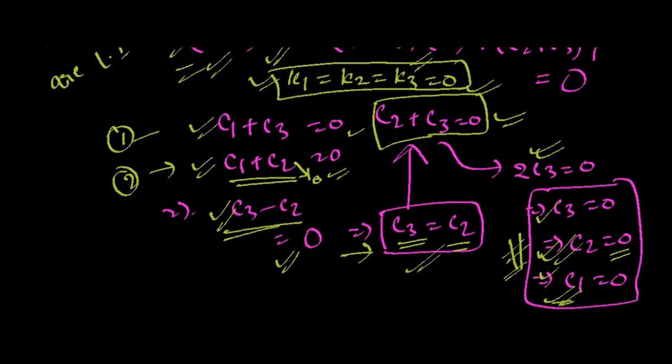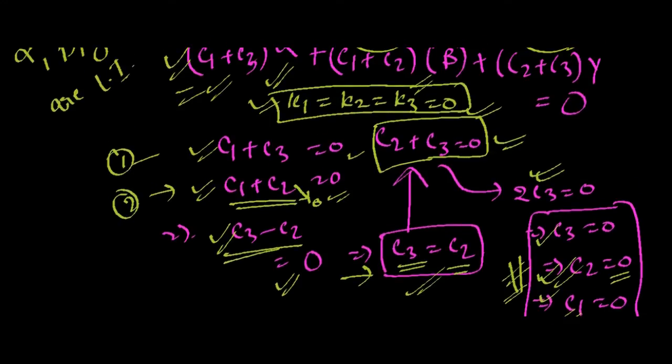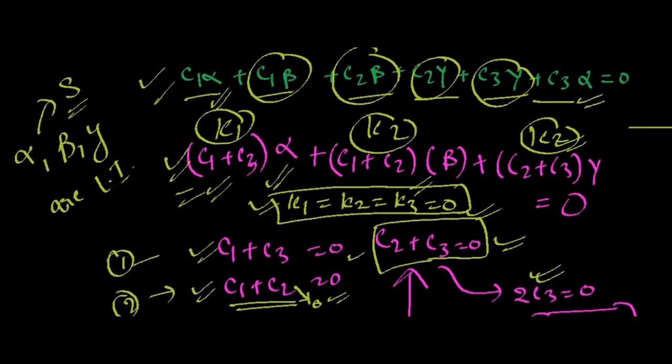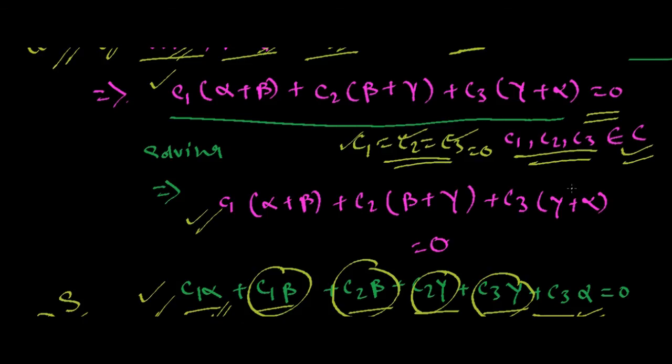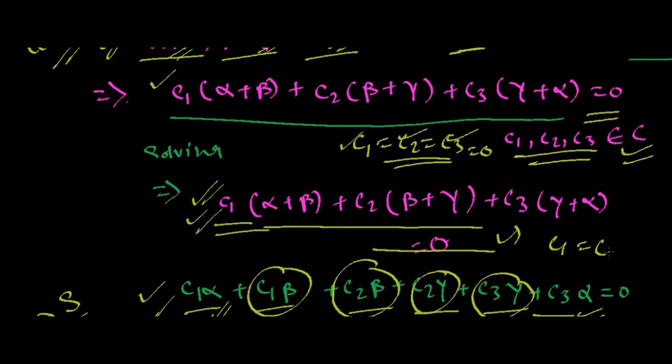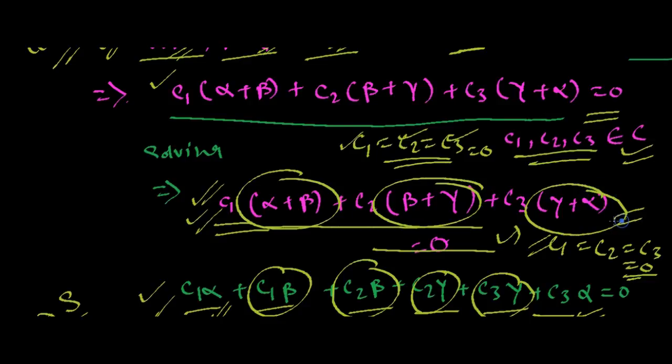Right? So now we can say that this equation here, which we started from, is only true when C1 equals C2 equals C3 equals 0. Right? It means that these vectors here are linearly independent. And what does it mean? It means that our S dash is a basis of C3.